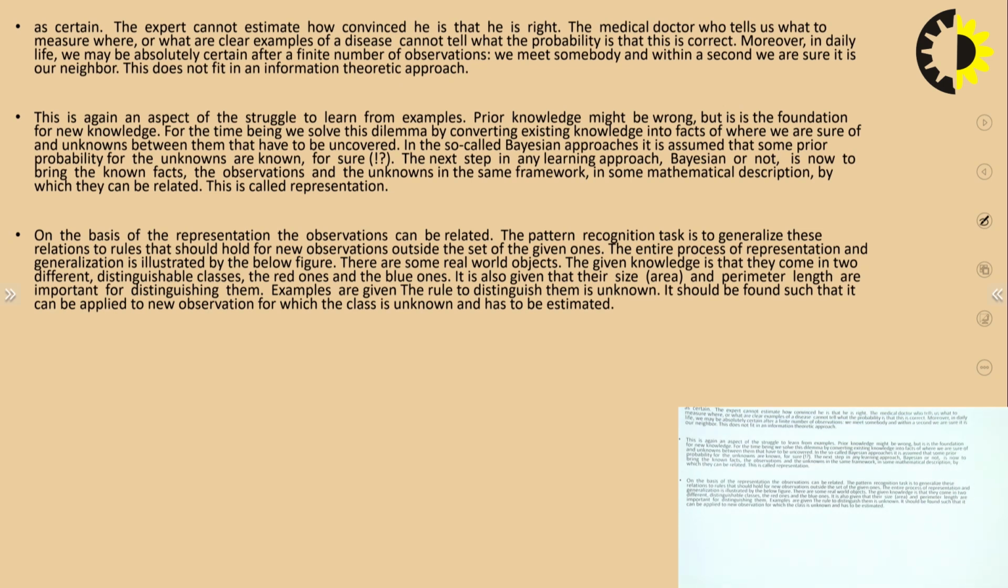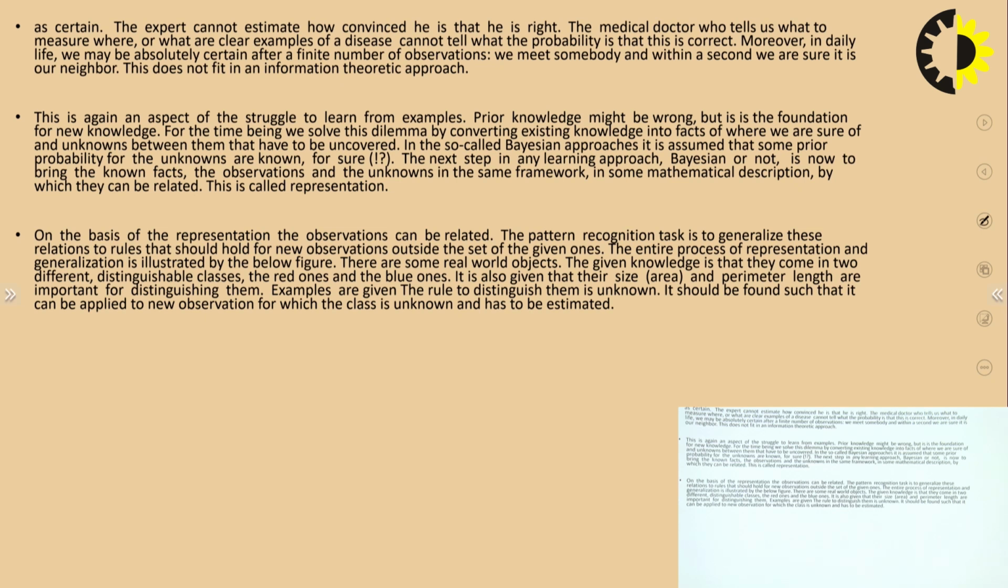the expert basically cannot estimate how confident he is that he is right. So the medical doctor who tells us what to measure, where, or what are the clear examples of decision cannot tell what the probability is that this is correct.